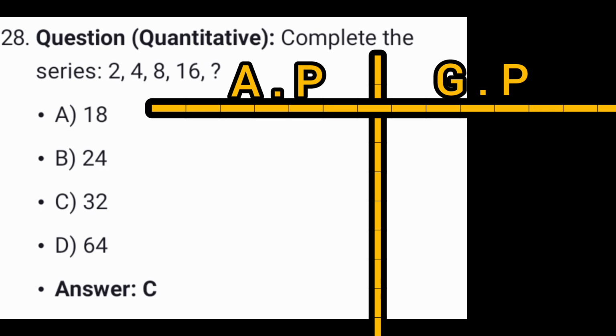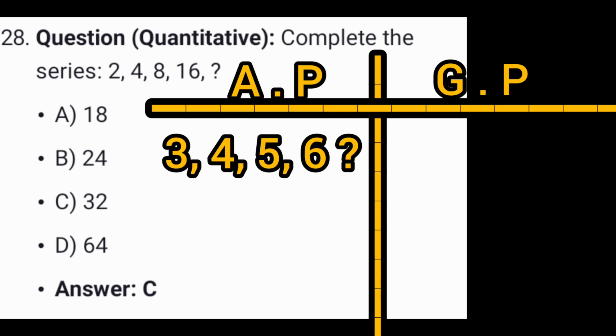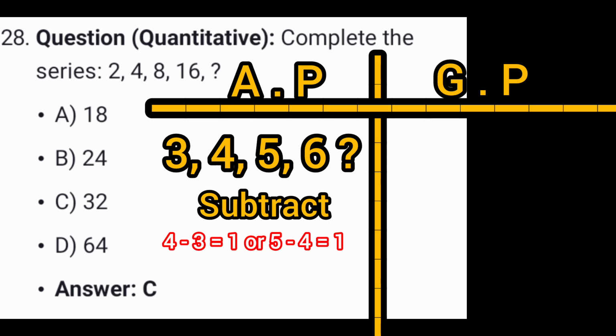So I want to use this medium so that you can learn about AP and also GP. When you look at an AP, we have 3, 4, 5, 6. What is the next number? For AP, you subtract the first term from the second term, which is 4 minus 3, we have 1. Or you subtract the second term from the third term, which is 5 minus 4, we have 1. So the difference is 1. If it is AP, you just add the difference to the last number, which is 6. 6 plus 1 will give us 7.